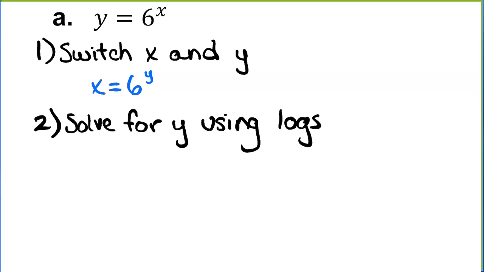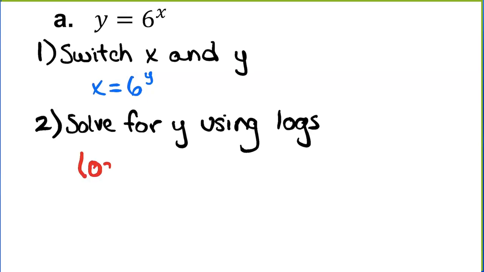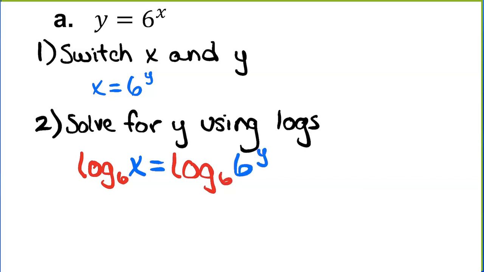So if I want that 6 base to go away, what base on my logarithm do I want? Yeah, I want the 6, because I want those to be the same. So whatever you do to one side, you must do to the other side. So you're going to have log base 6 of x equals log base 6 of 6 to the y.